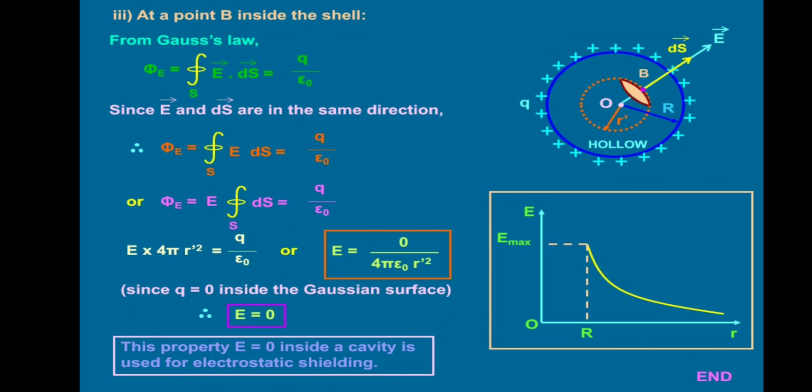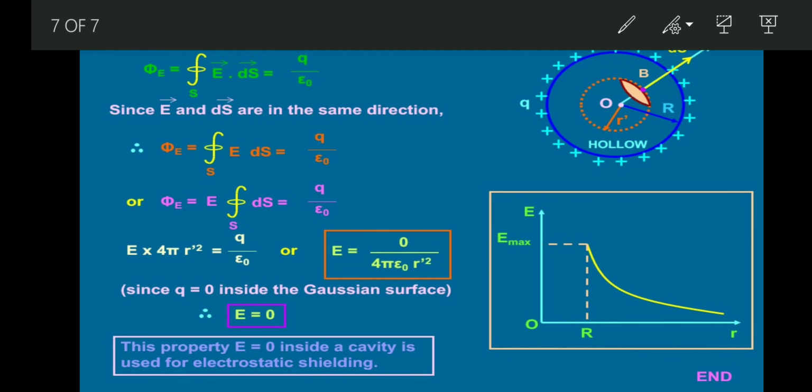Now let us consider the third case, when the observation point is lying inside the shell. Now we consider a Gaussian surface again over here. Again applying Gauss's law, E and ds are in the same direction, so E ds is equal to q upon epsilon naught. Here no charge is there inside the surface, so q is 0, and hence E will be simply 0. That means no electric field intensity will be there inside the shell.